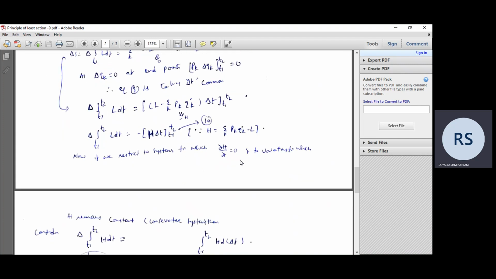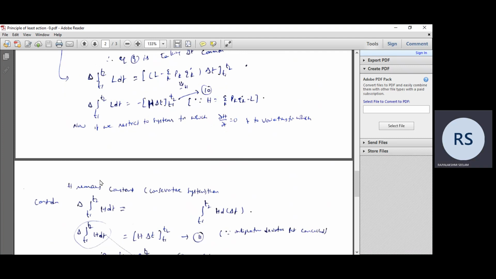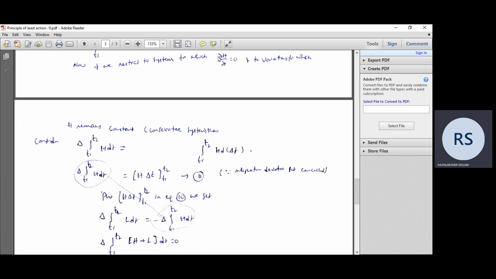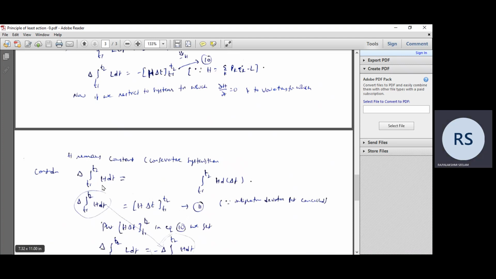So if dou h by dou t equals 0, and for the variations for which Hamiltonian H remains constant for the conservative system, then let us consider delta integration t1 to t2 h dt. So here we can write, we are sending this delta inside. So integration t1 to t2 h d delta t. That means if dou h by dou t equals 0 for the conservative system, if h remains constant, delta integration t1 to t2 h dt can be written as integration t1 to t2 h into delta t.